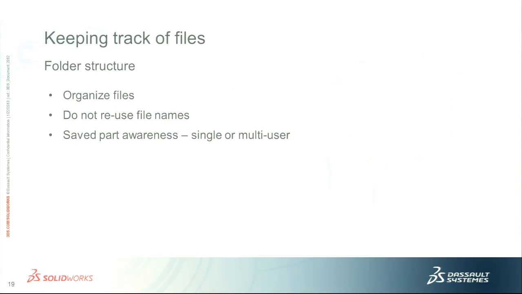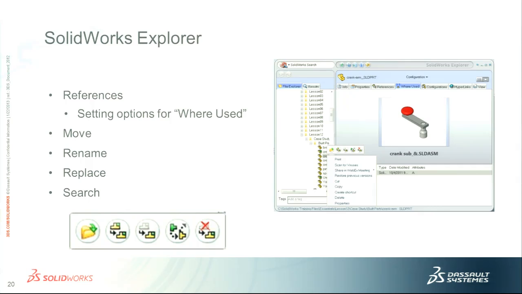Okay, so create a folder structure. It will help you organize files. Do not reuse file names. I just mentioned why that's important. And okay, save part awareness, single or multi-user. I just added this in, and I think there's a reason why. Okay, this is what this means. If you're saving your SolidWorks library to a certain area on your computer, make sure that everybody in your company knows. Okay, we don't want person A and person B to have different file sets on their computer. We want everyone saving in the same location. So make sure that there is awareness throughout the company of where your storage locations are. Okay, that's what I meant by that.